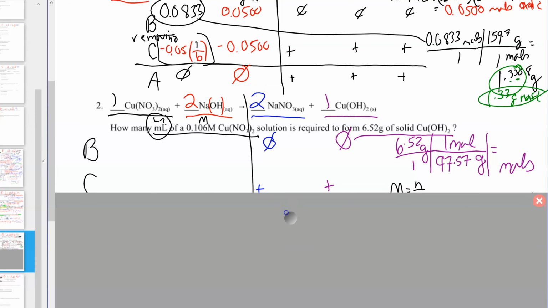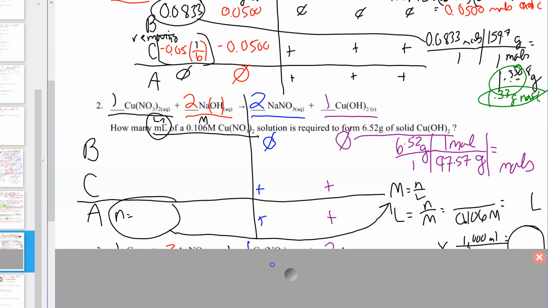And this is going to be another BCA table problem. So let's just look at the skeleton of the problem here. So what do we know? We know that we're going to be starting with some moles of copper nitrate. We're going to figure that out from our molarity calculations. And they want to know how much.